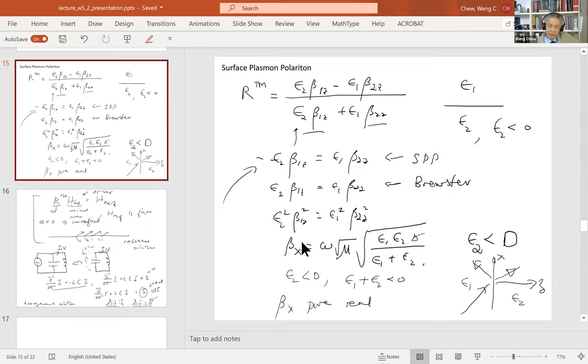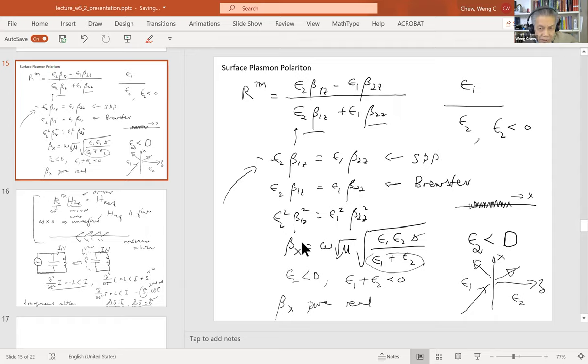And when beta x becomes very large, what does it mean if a wave number becomes very large? Beta x is the wave number in the x direction. And if it becomes very large, what comes to your mind? Well, the wavelength is very, very short. So when you are close to the case where this goes to zero, the wavelength becomes very, very short in the x direction. And that is the case when you hit the plasmonic resonance. Beta x becomes very, very large and the wavelength becomes very, very short.